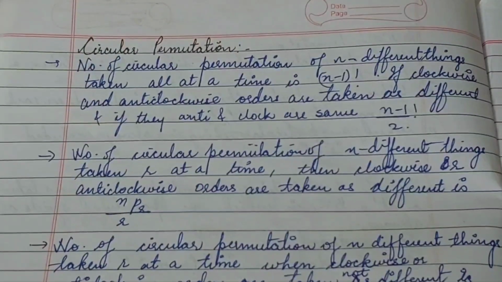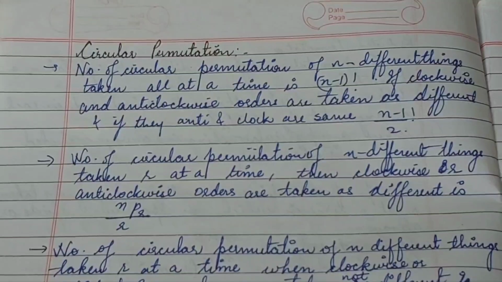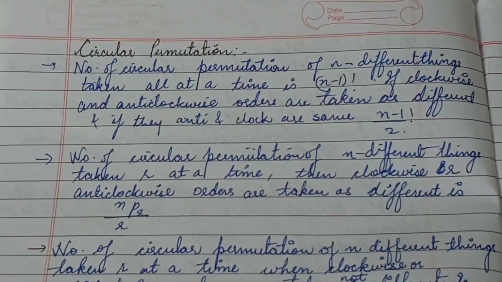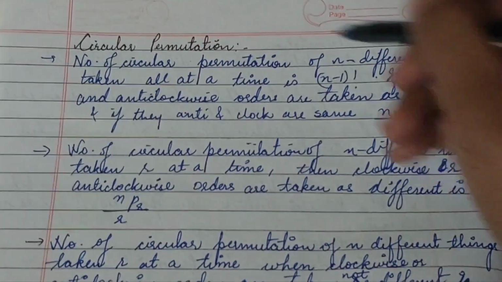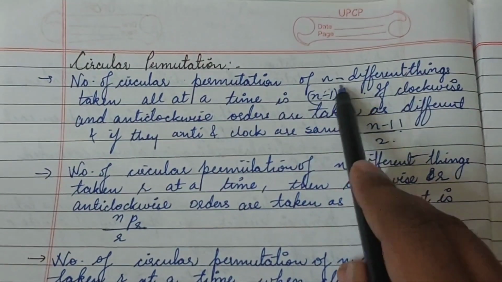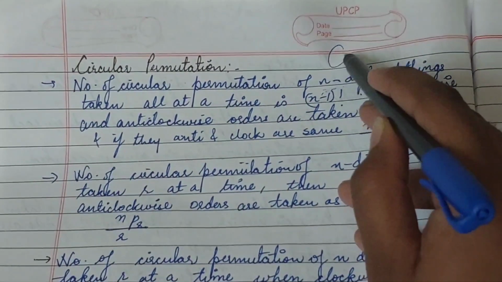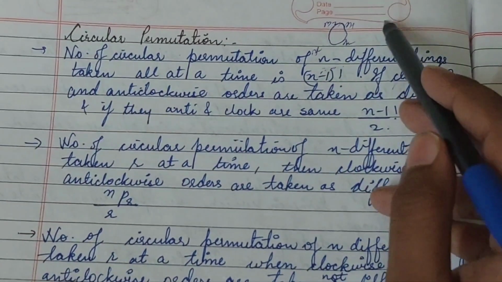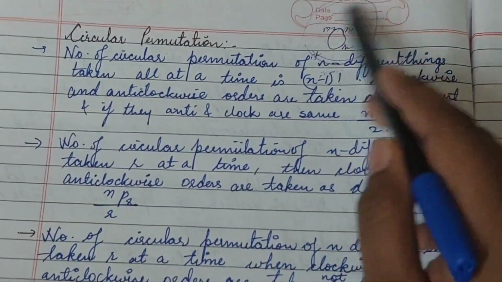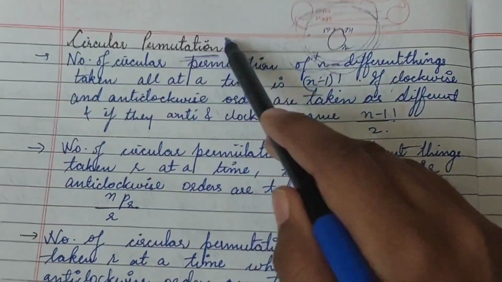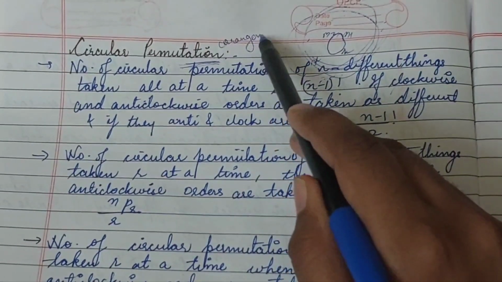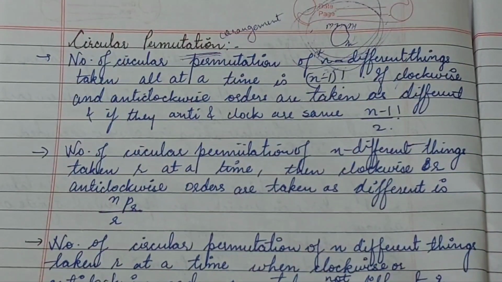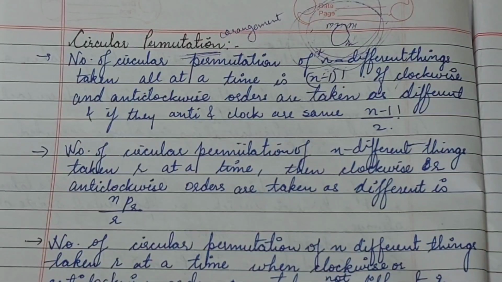Next part is the circular permutations. When we have our objects put up in a circular way, then we use these formulas. It's different then. Suppose there are n objects in a circle, n1, n2, n3 and like that to n. Then the number of ways we can arrange them, permutation means arrangement, is called the circular permutation. That is n minus 1 factorial. If there are n objects, then we can have n minus 1 factorial.